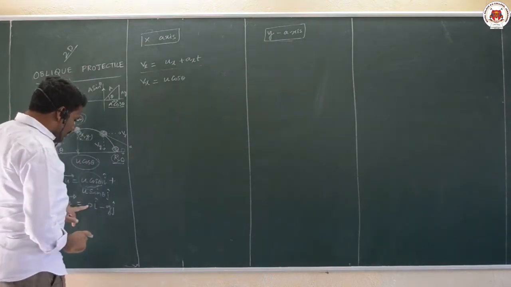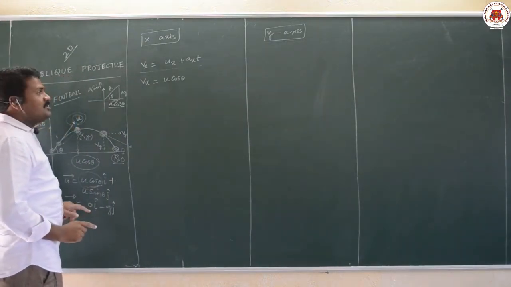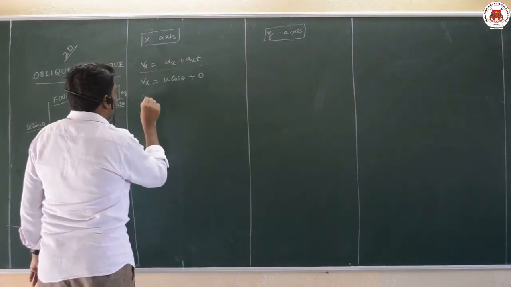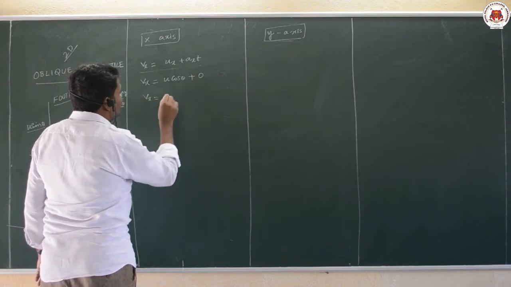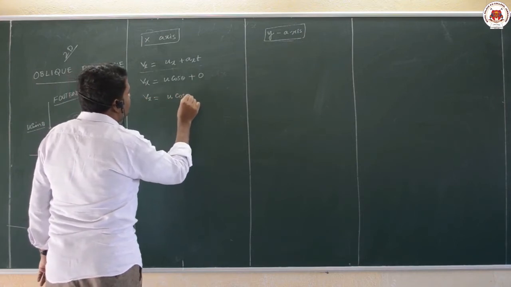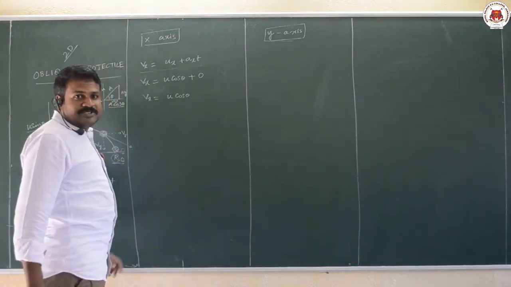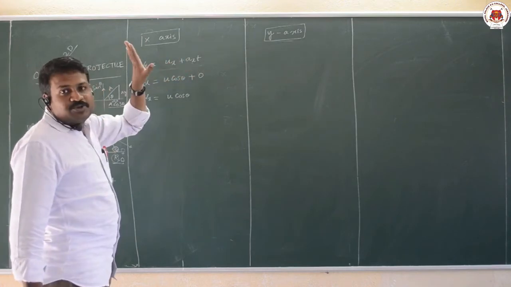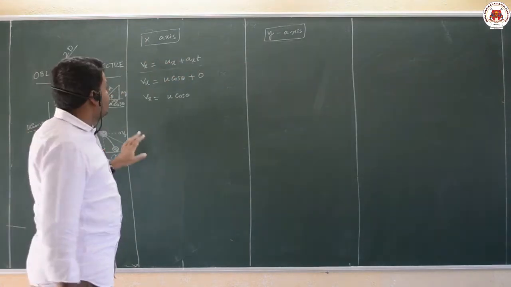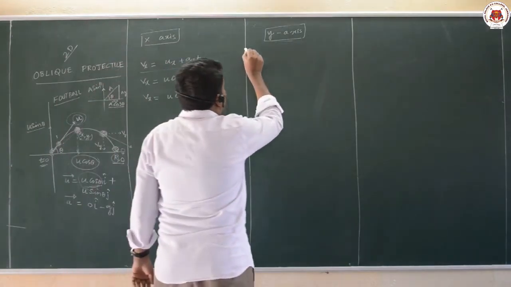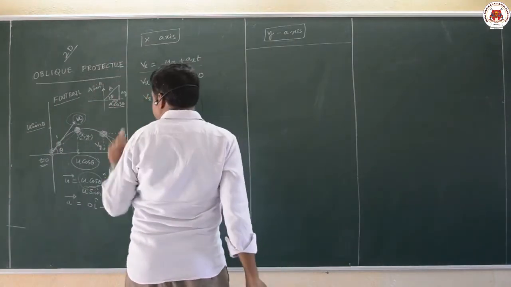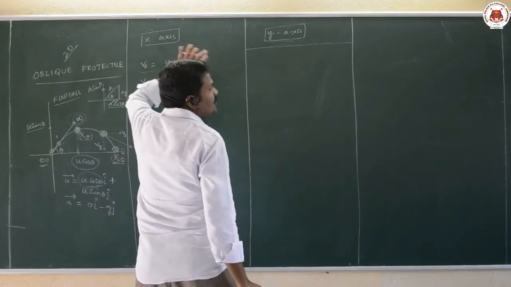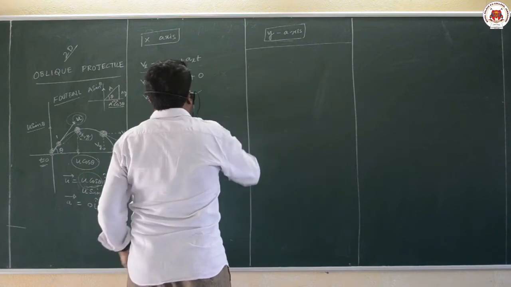What is the acceleration along x axis? There is no acceleration along x axis, so u cos theta plus 0. So velocity along x axis after some time t is u cos theta only, the velocity is not changing. That means the body is moving with uniform velocity since acceleration is 0. There is no acceleration in x axis. Now let us calculate the velocity along y axis. What is its velocity along y axis? Here, what we have to find in oblique motion is its velocity, its displacement. Based on that only they will ask questions.